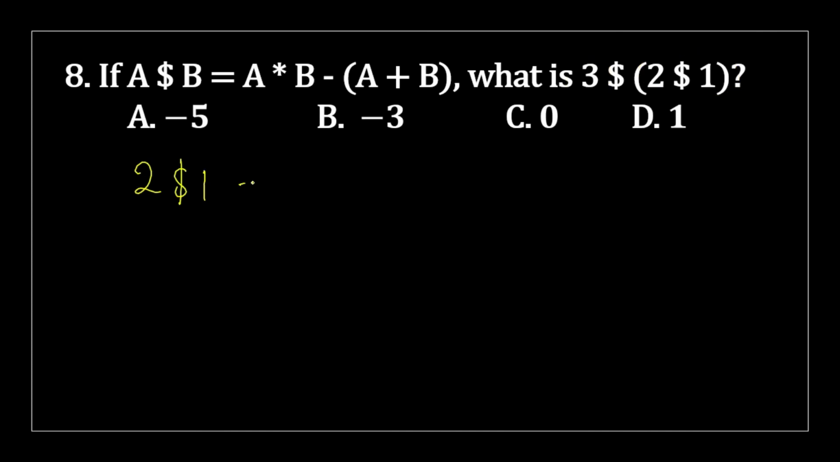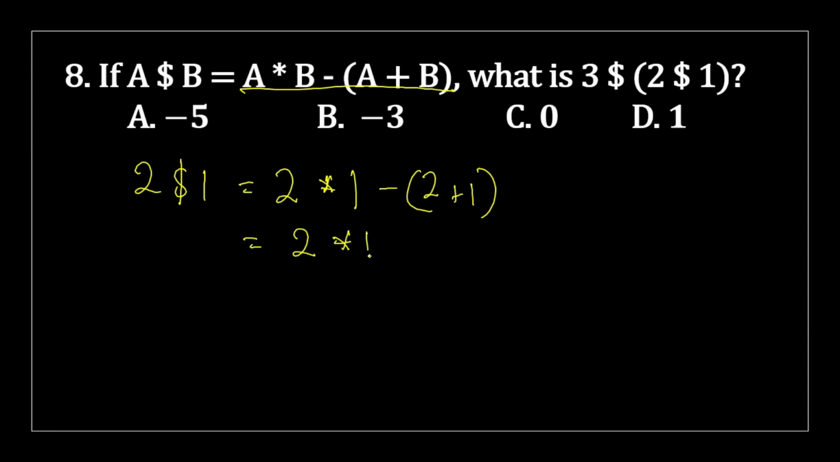2 star 1. Again, to solve this, all we have to do is to do this. So let's try to do this in 2 star 1. So our A here is 2. So 2 multiplied by 1 minus quantity 2 plus 1. So if we're going to simplify that, it's 2 times 1 minus 3.